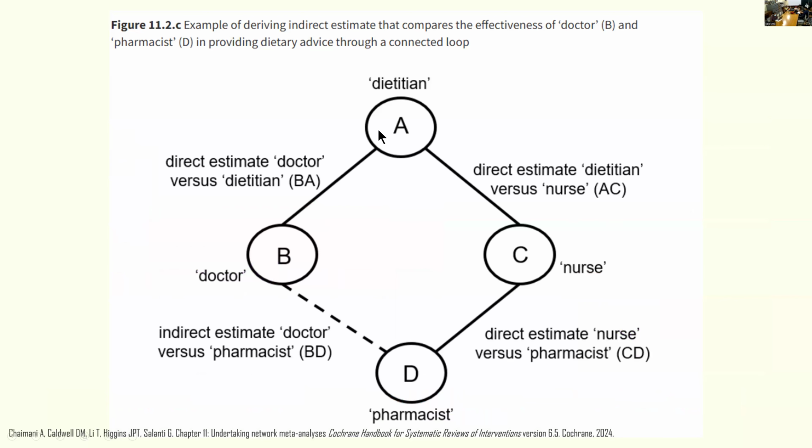So it's not just limited to 3 studies. You can add n number of studies, but the only requirement is that all of these studies should have a connection. They should be in a loop, which is called the network loop.